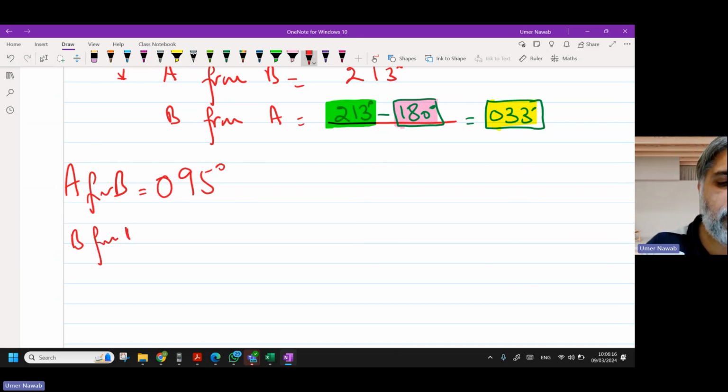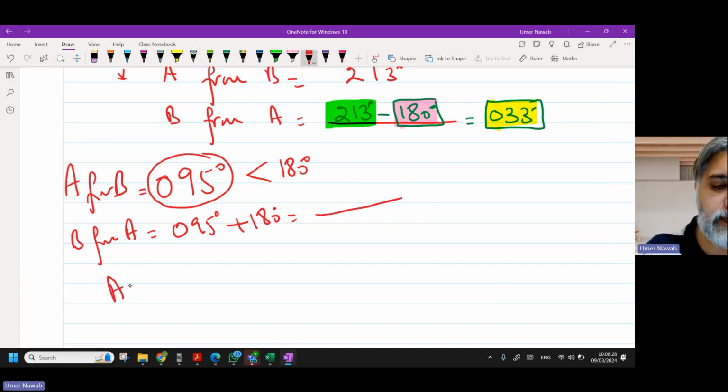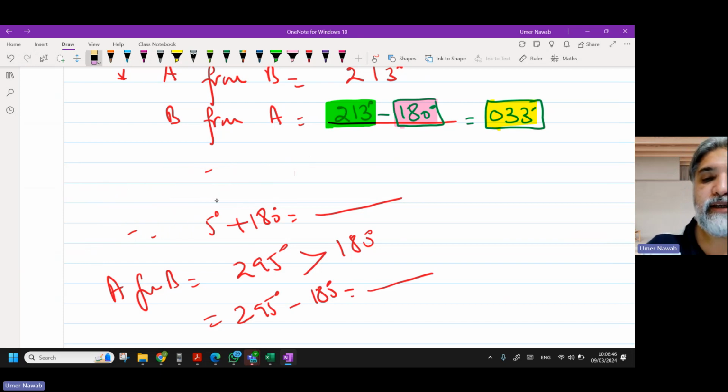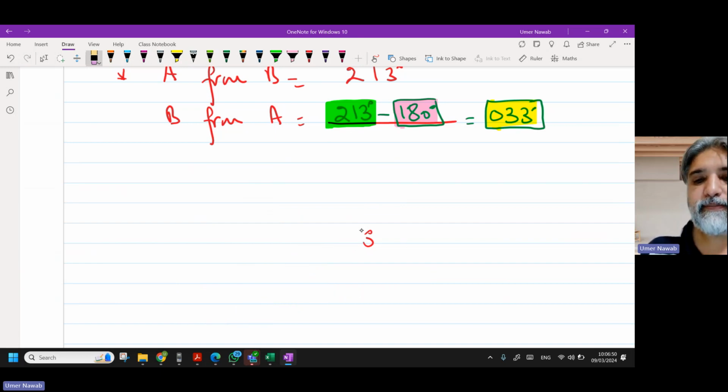And I want to find the bearing of B from A. Now, since this angle is less than 180, we need to add 180 to get the back bearing. If A from B is 295, obviously this is bigger than 180, guys. Now, rather than adding 180, I will subtract 180 from it, and I get my final answer. I hope it is clear to everyone how we use the concept of bearing, right?